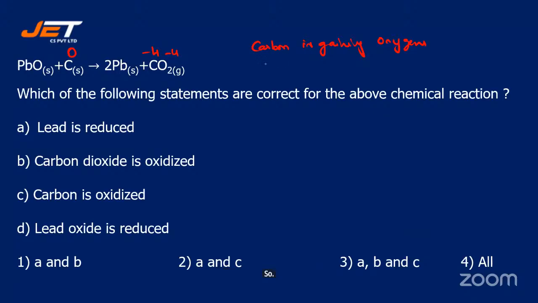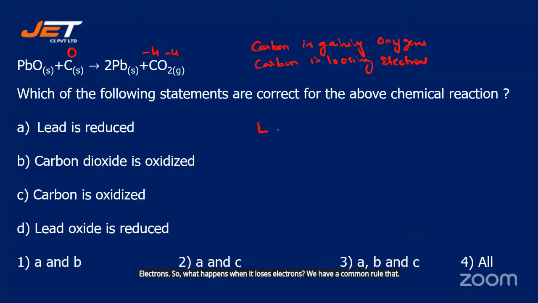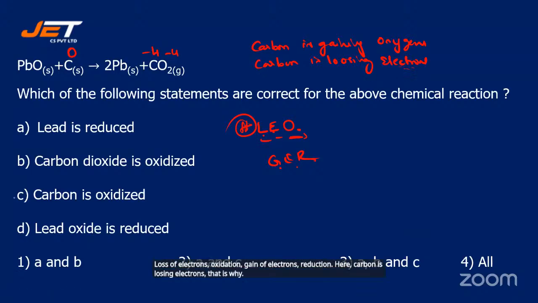So in this process, carbon is losing electrons. What happens when it loses electrons? We have a common rule, LEO: loss of electrons gives oxidation, gain of electrons gives reduction. This is a common mnemonic you can remember. LEO means loss of electrons, oxidation. Gain of electrons, reduction. Here carbon is losing electrons. That is why carbon is getting oxidized.